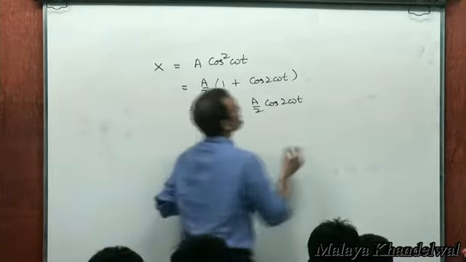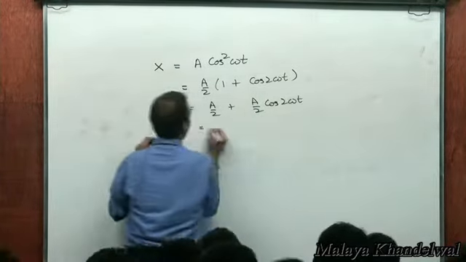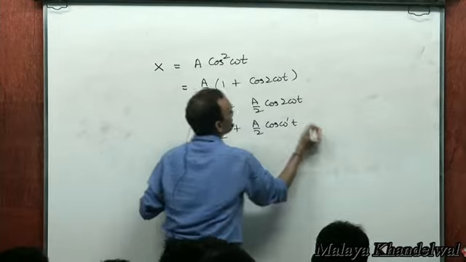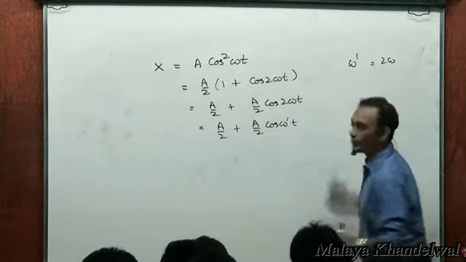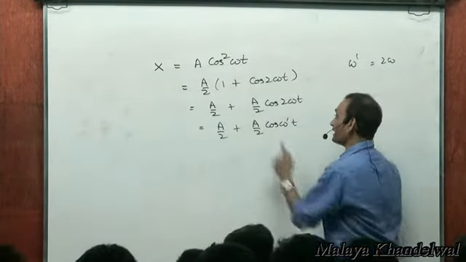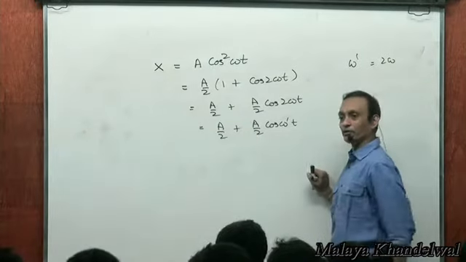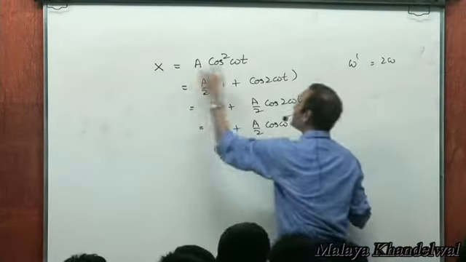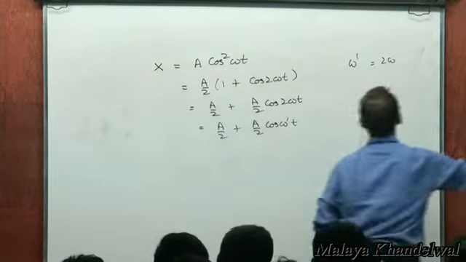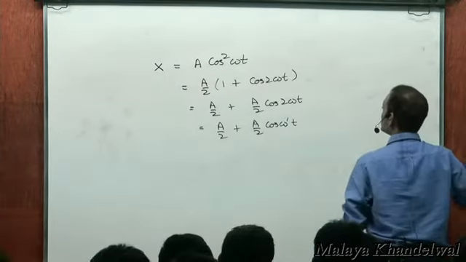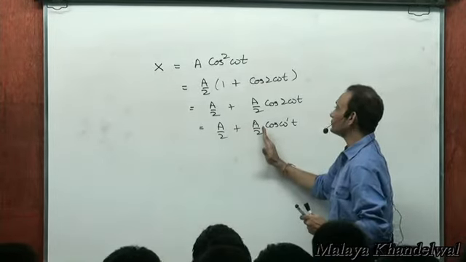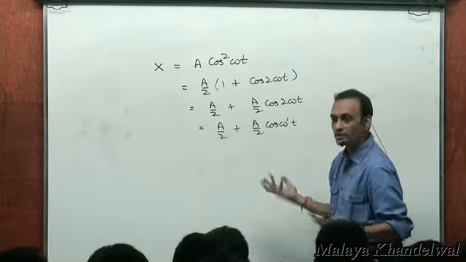A motion like this is like A by 2 plus A by 2 cos omega prime t, where omega prime is 2 omega. Again, what kind of a motion is this? Simple harmonic with amplitude equal to A by 2. So x equal to A cos square omega t is also simple harmonic. It can go A by 2 plus A by 2 and A by 2 minus A by 2 maximum. So the mean position is A by 2.